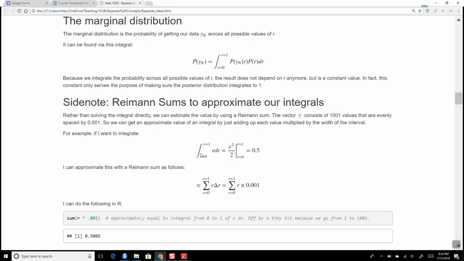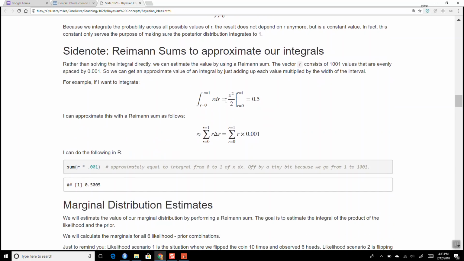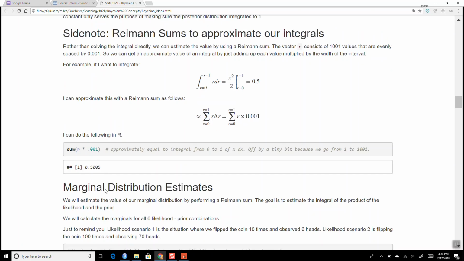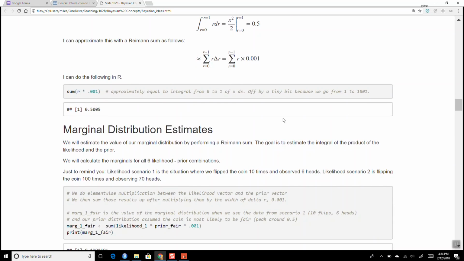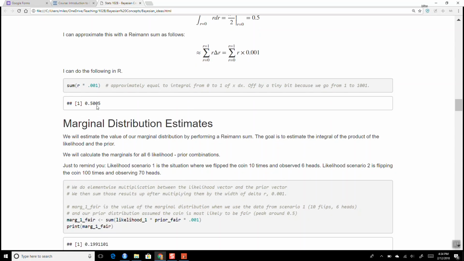So basically, if you wanted to integrate r dr, or I should say x dx, which is x squared over 2, that integrates to 0.5. You could approximate that by doing r times delta r, and in this case, we would have 1,000 values from 0 to 1 multiplied by 0.001, and if we do that, we get something very close to 0.5. It's a tiny bit off because we got 1,001 values rather than 1,000, but whatever. Okay. So we get 0.5.